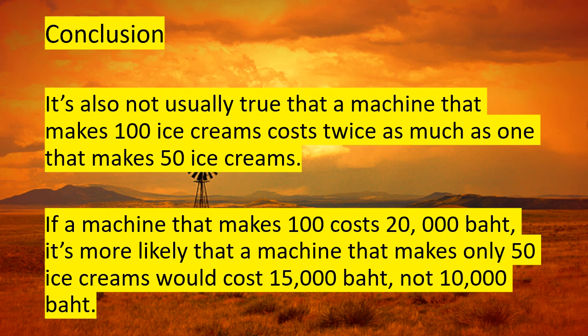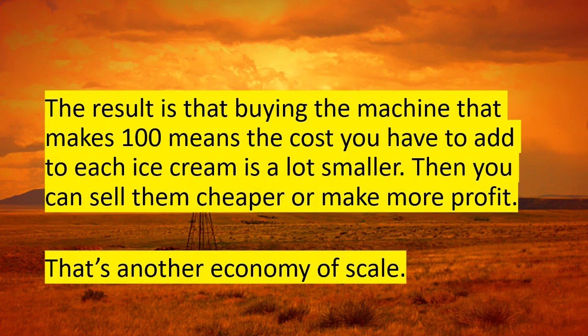So, conclusion, it's also not usually true that a machine that makes 100 ice creams costs twice as much as one that makes 50 ice creams. If a machine that makes 100 ice creams costs 20,000 baht, it's more likely that a machine that makes only 50 ice creams would cost, say, 15,000 baht, not 10,000 baht. The result is that buying the machine that makes 100 means the cost you have to add to each ice cream is a lot smaller, and then you can sell them cheaper or make more profit. That's another economy of scale.